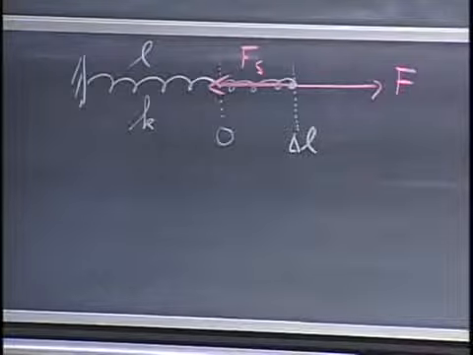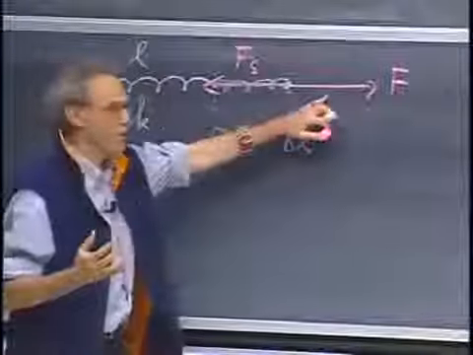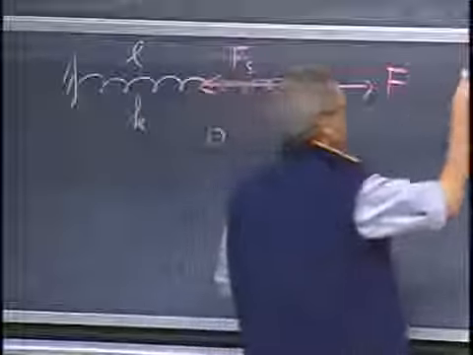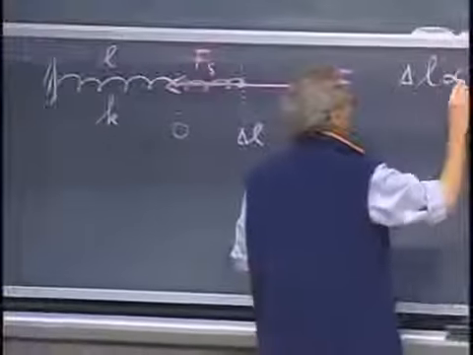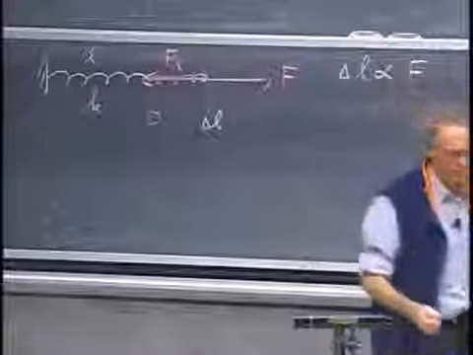If I double the force, delta L will double. Hooke's law says that the force is linear with delta L. In other words, delta L is proportional with F. Nothing new, as long as Hooke's law holds.